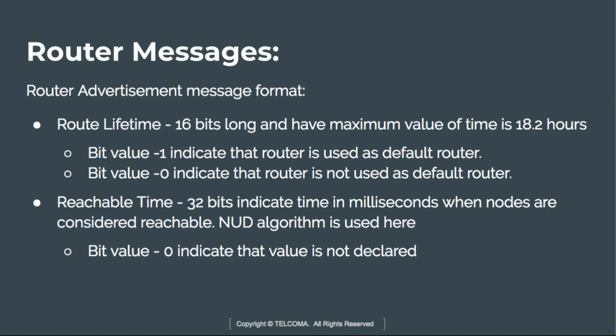Reachable time is a 32 bit long field. It indicates a time in milliseconds during which nodes are considered reachable, and the NUD, neighbor unreachable detection, algorithm is used here. So here the value 0 indicates that the value is not specified, and if it is set, then it means it is used for the NUD algorithm.